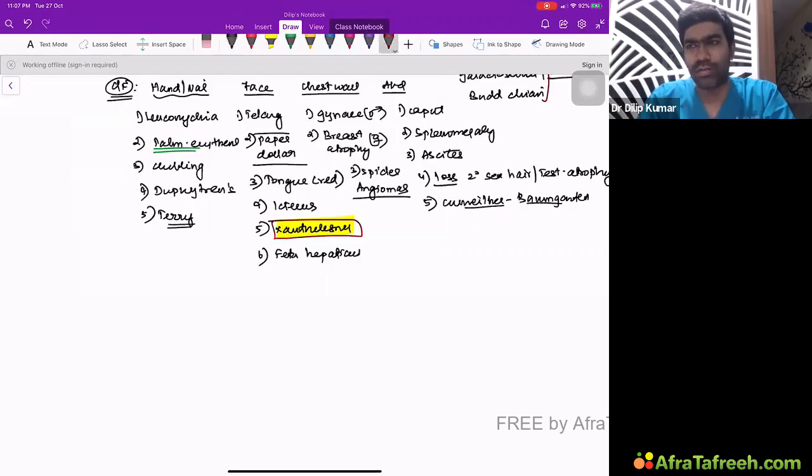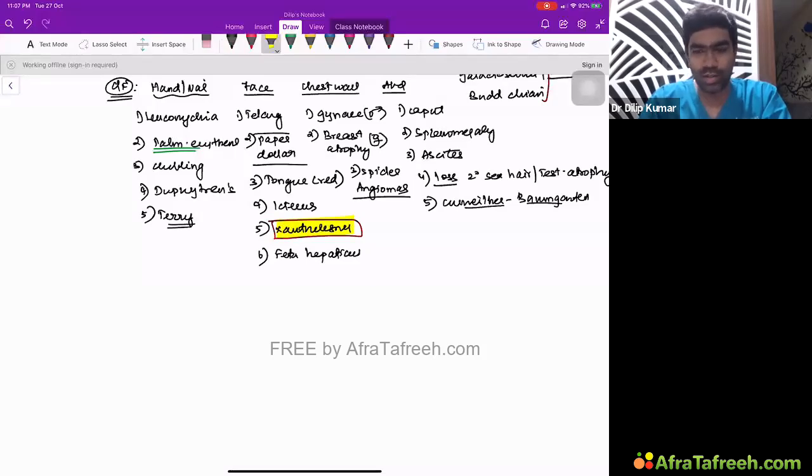But remember, chronic liver disease patients may or may not have cirrhosis, and they may or may not have liver failure. Depending on that, I am going to tell what symptoms may or may not be there, but these are the general features of a chronic liver disease and a cirrhosis.